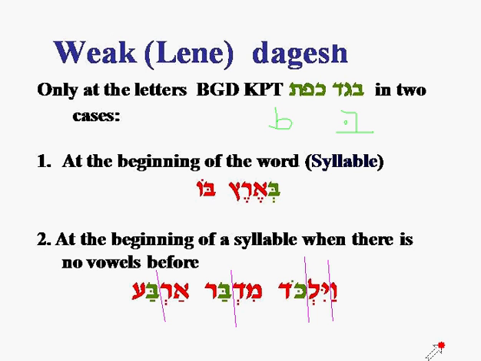So let us summarize. A Lene Dagesh appears only at those 6 letters, only those 6 letters, in those 2 cases: at the beginning of the word and at the beginning of a syllable when there is no vowel before.